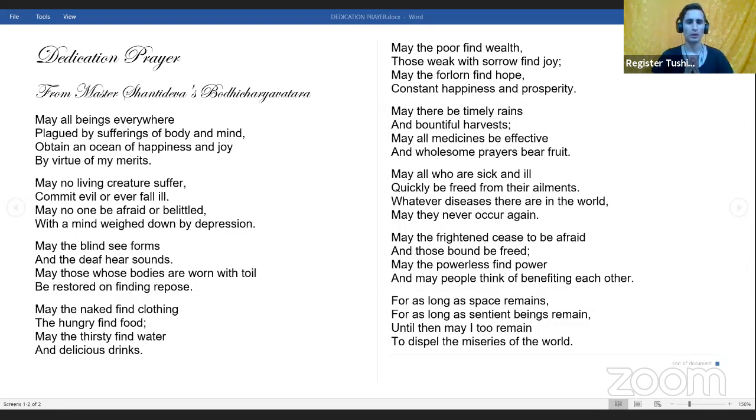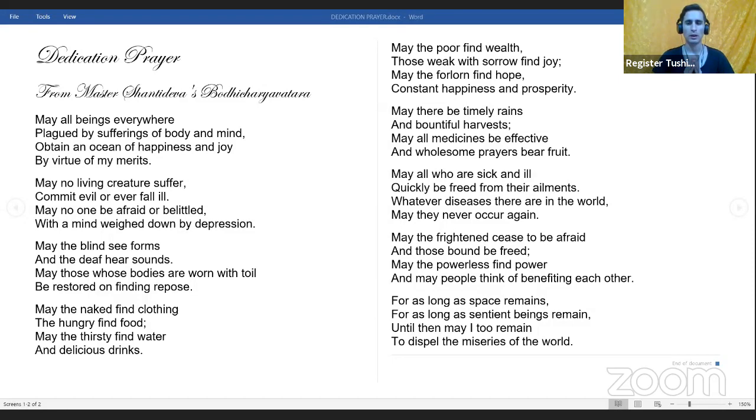May no one be afraid or belittled with a mind weighed down by depression. May the blind see forms and the deaf hear sounds. May those whose bodies are worn with toil be restored and find repose. May the naked find clothing, the hungry find food. May the thirsty find water and delicious drinks. May the poor find wealth and those weak with sorrow find joy. May the forlorn find hope, constant happiness, and prosperity.